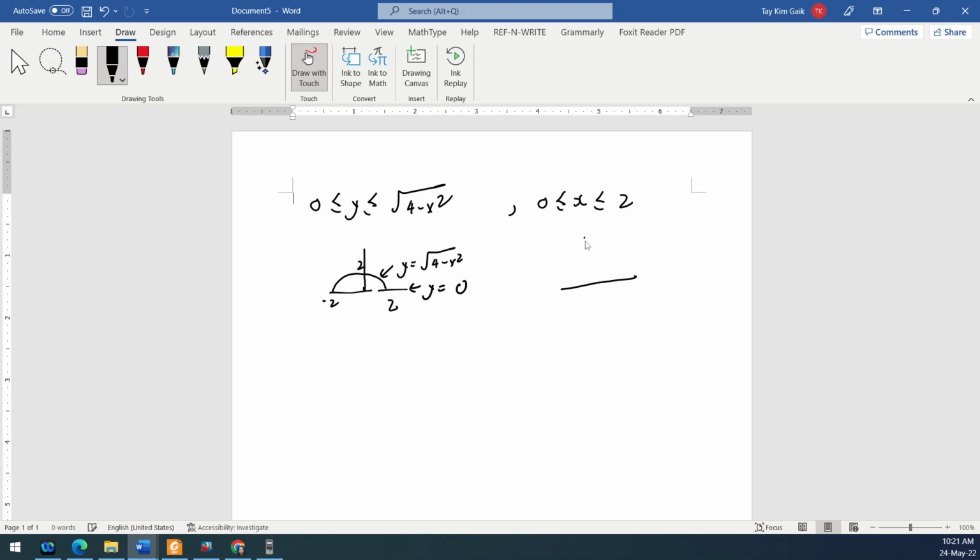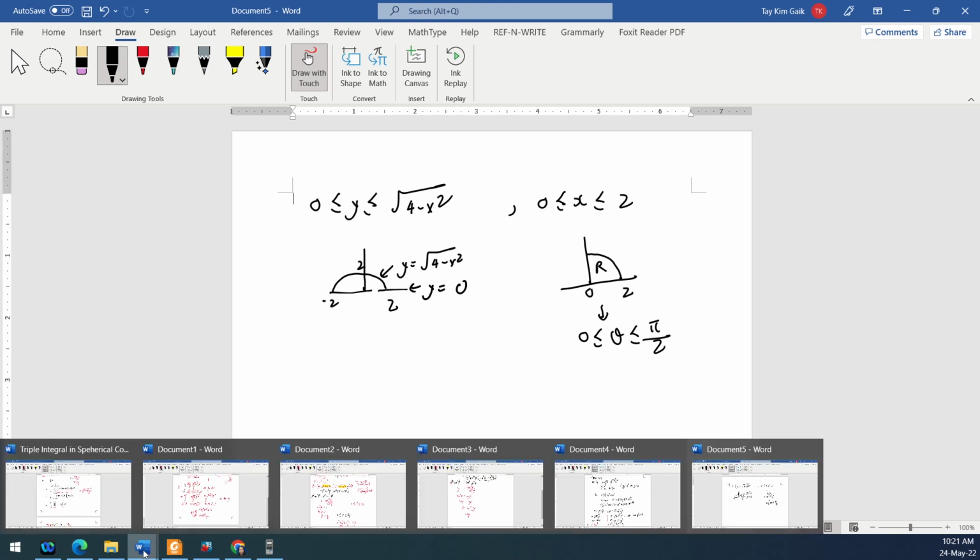So lastly, the resulting region R is only the first quadrant, because x is from 0 to 2. From the limit of y we got a semicircle. However, x is from 0, which means cut from the y-axis until x equals 2. So for the region R, x from 0 to 2 tells you theta is actually 0 to pi over 2.